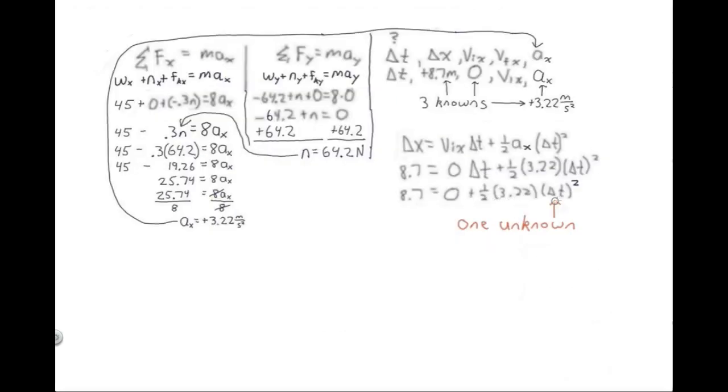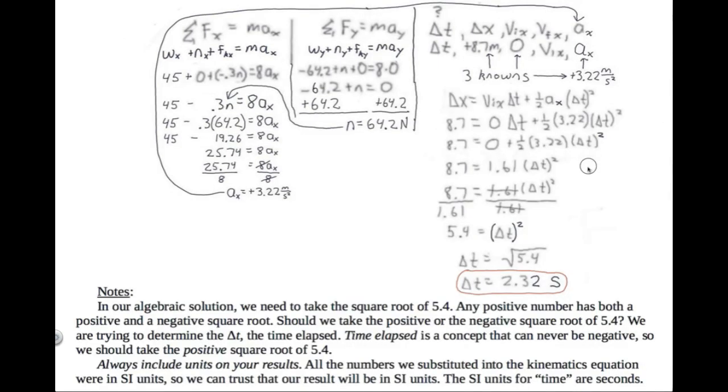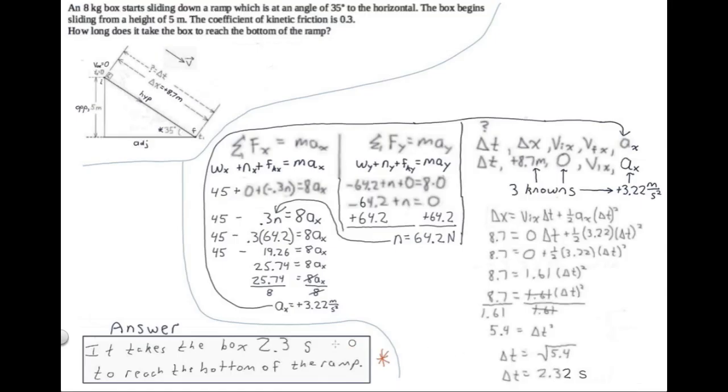Our kinematics equation now has only one unknown, delta t. So we can now solve the equation for delta t. Our result is that delta t equals 2.32 seconds. We arrange our work in 3 adjacent columns to help keep our math organized. Now we're ready to answer the question. I'll round that answer off to 2.3 seconds. Check to make sure that you've included units with your answer.